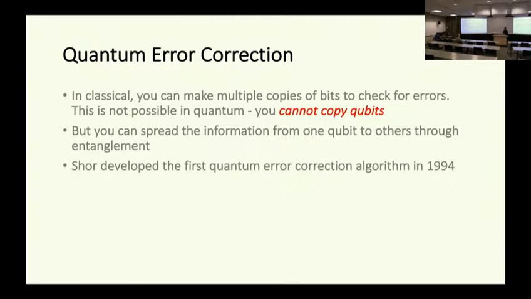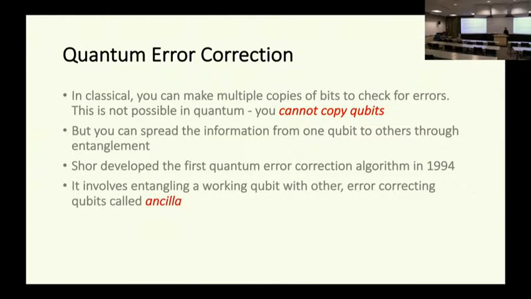So Shor actually also developed the first quantum error correction algorithm, same time as he came up with the other algorithm to disrupt e-commerce. That wasn't his intention. The quantum error correction algorithm basically involves entangling a working qubit with other qubits, which are basically dedicated to that. They're called ancilla. But as I said before, doing quantum error correction means you need many more qubits. And therein lies the problem.